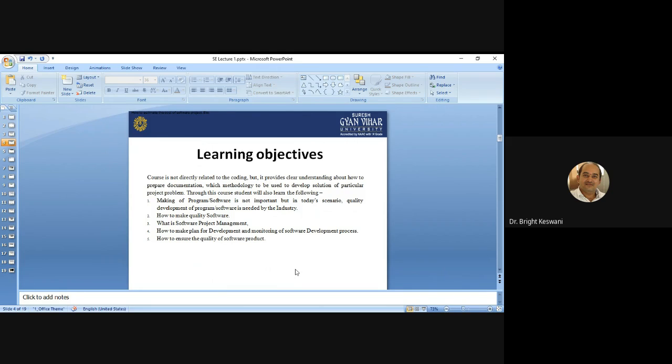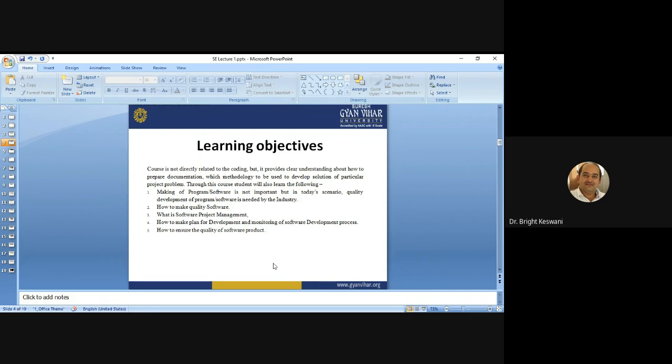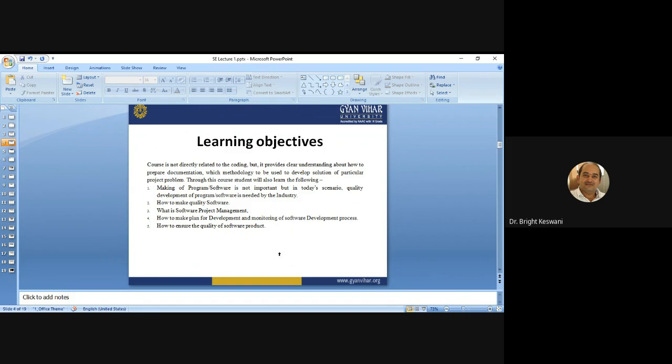Next is what software project management means. Software quality arises from software project management. So how to control and monitor the activities during software development is the major concern of software project management. The next objective is how to make a plan for development and monitoring of the software development process. It is very important. And the last one is how to ensure the quality of the software product. So these are some learning objectives of this course.